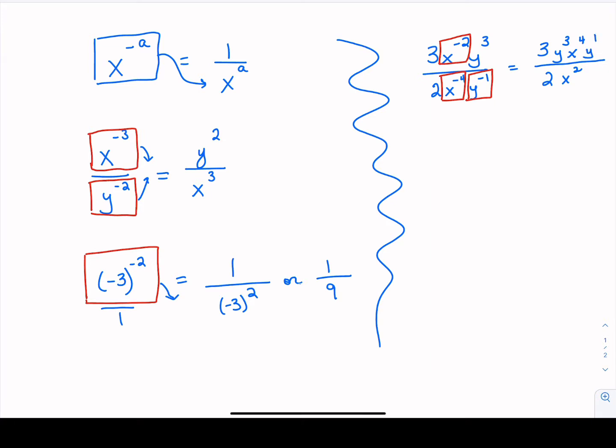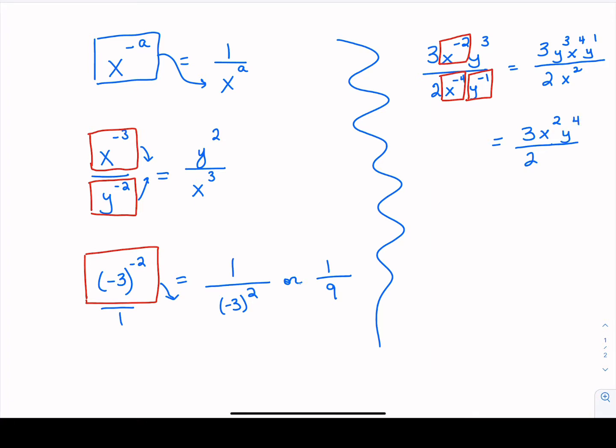From here, we need to use our rules of simplifying to clean this up a little bit. So we have a 3 in the numerator and we have a 2 in the denominator. But if we combine the x's, we have x to the 4th in the numerator and x squared in the denominator. So if I cancel 2 of those x's, we're left with an x squared in the numerator. We've simplified those x's. For the y's now, I have y to the power of 3 multiplied by y to the power of 1. So we multiply those y's together and add those powers, which gives us y to the power of 4.